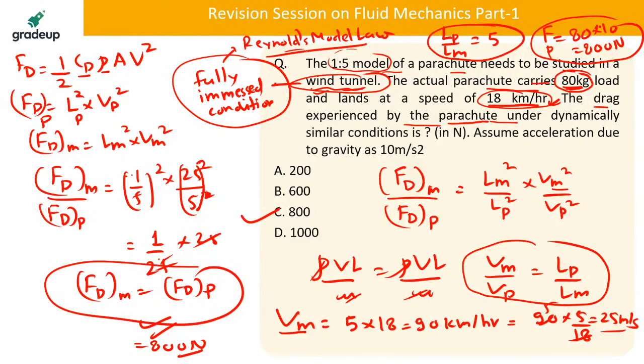Why are we using the Reynolds model law? Because it is a case of a wind tunnel. A wind tunnel comes under the fully immersed body, and a parachute also comes under the fully immersed condition. In the fully immersed condition, we have to use the Reynolds model law.